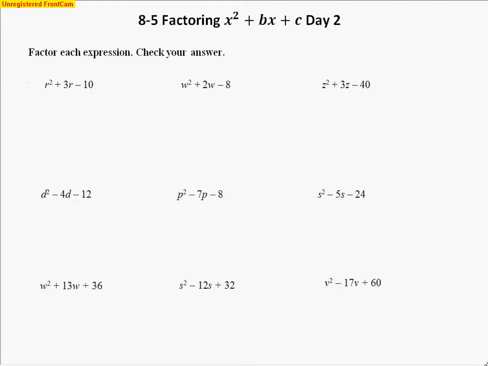This is the lesson for Chapter 8, Section 5, factoring trinomials in the form x squared plus bx plus c. And so it's the second day. So what we're going to see that's different than the first day is that now instead of having a plus sign as the last term, we're going to have a negative sign. What that means, that minus sign in front of the last term, means that we have opposite signs.